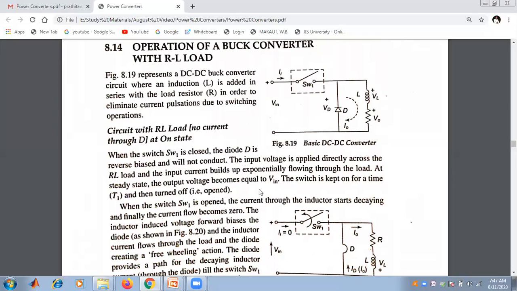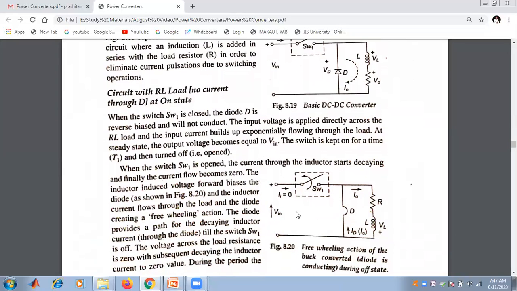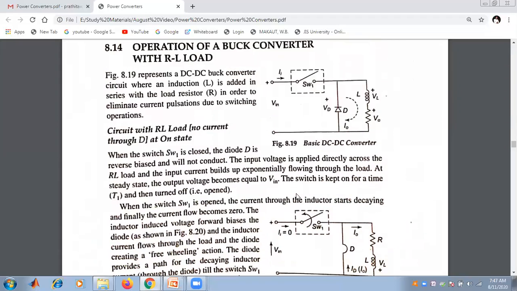So this is the current path with the RL load, or we can say the on state. This is the basic diagram of when the switch S1 is closed, it will make the diode reverse biased. When switch S1 is closed, it will make the diode reverse biased.